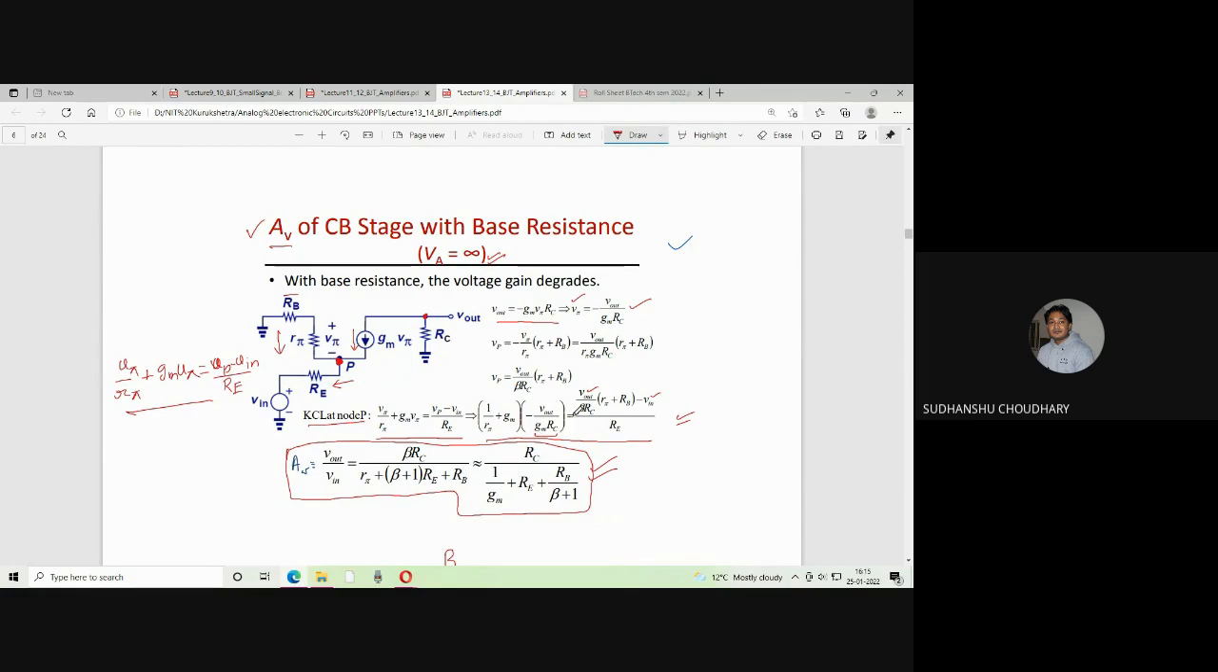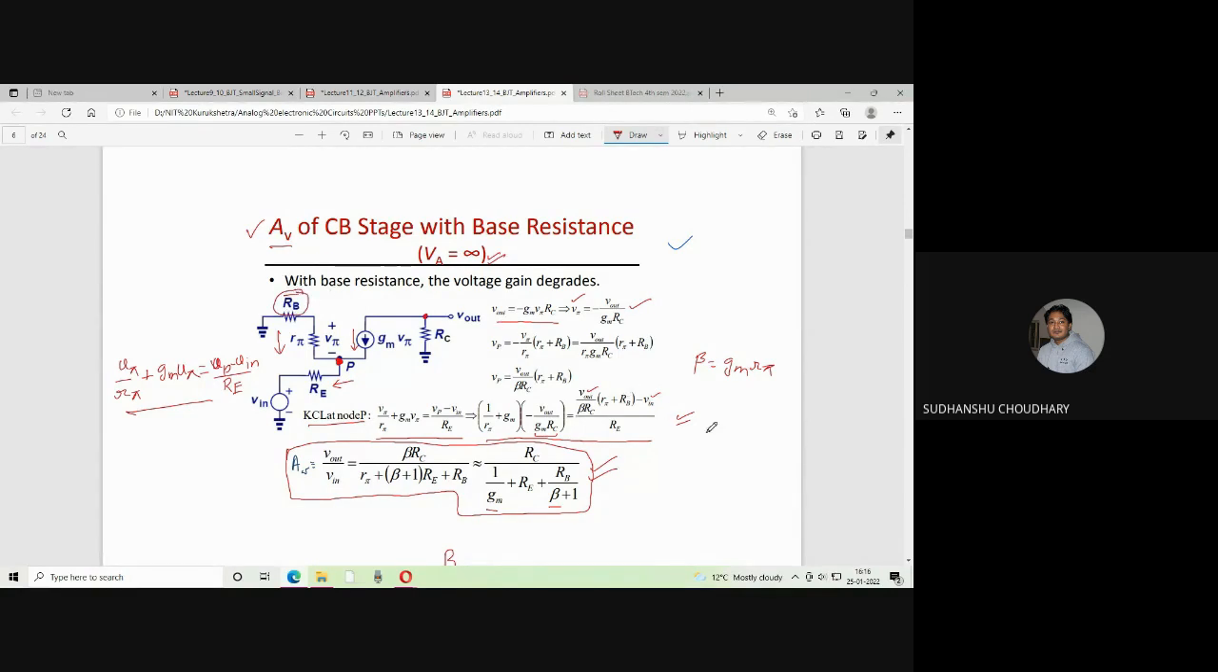No, sorry, beta is Gm R pi. Okay. So one has to also use this beta as Gm R pi to convert Gm to beta. Or maybe beta is again converted back to Gm here. So you don't need to do it here. So anyhow, this gain can be written in terms of this relation. That is RC by 1 by Gm plus RE plus RB by beta plus 1. Okay. So this is the gain when we have base resistance also in picture.